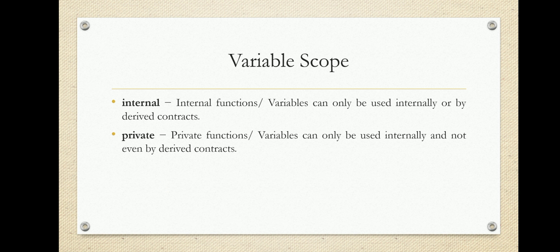Now we have internal variable scope. What is meant by internal scope? Internal variables or functions can only be used internally or by derived contracts. So we can use the variables within the contract or in derived contracts. Then we have one more variable scope, private. Private members or functions can only be used internally, and cannot even be used in derived contracts. That is about private scope.